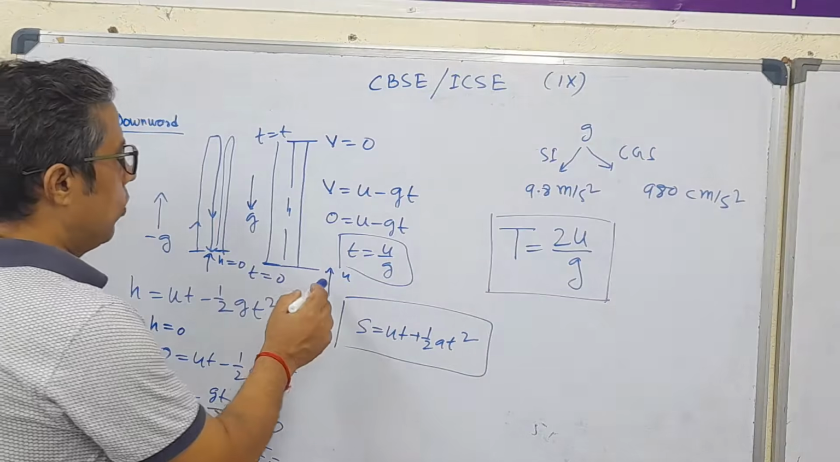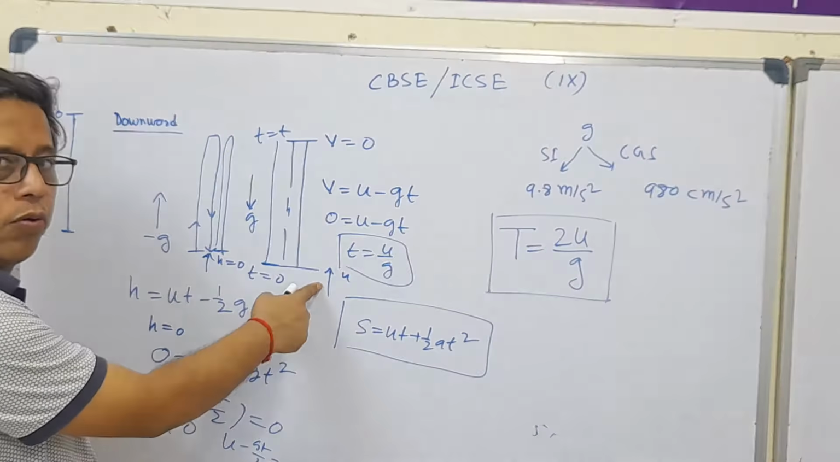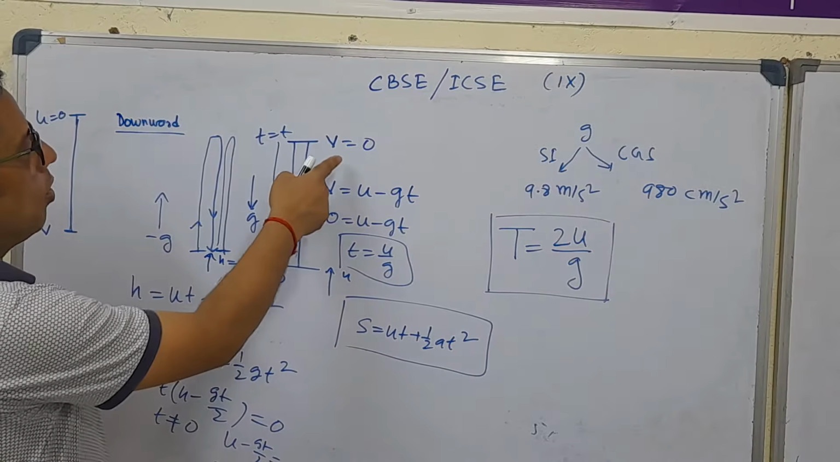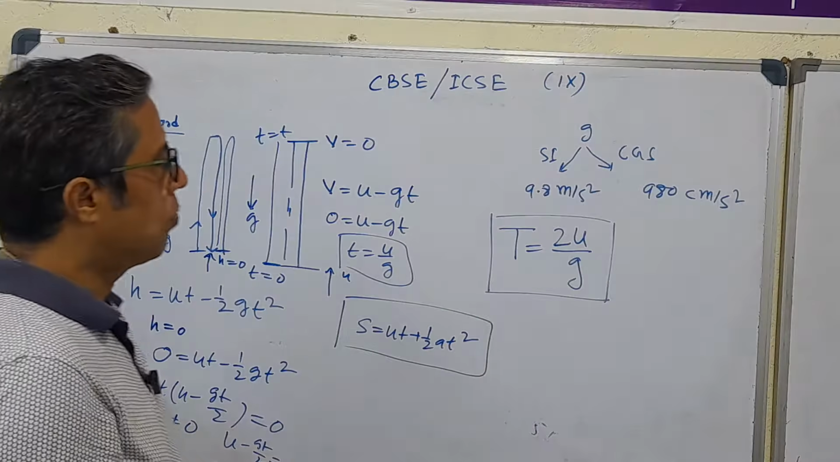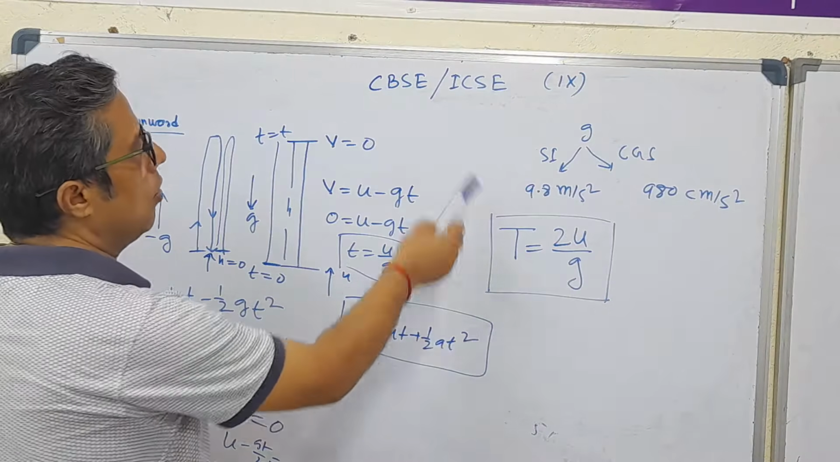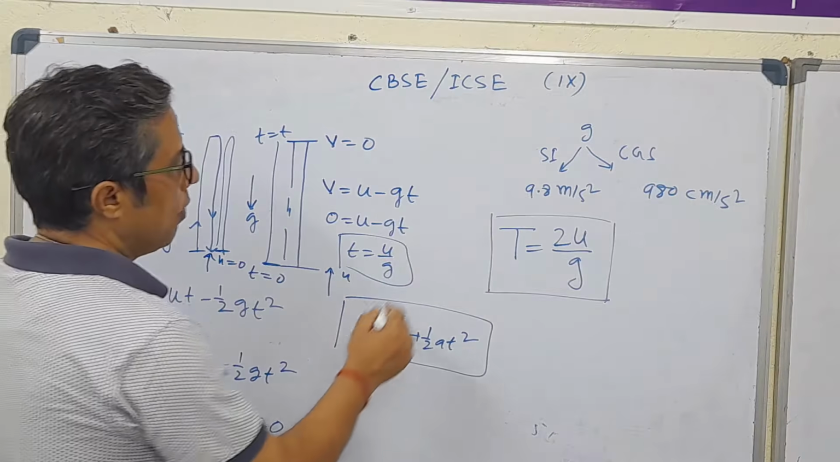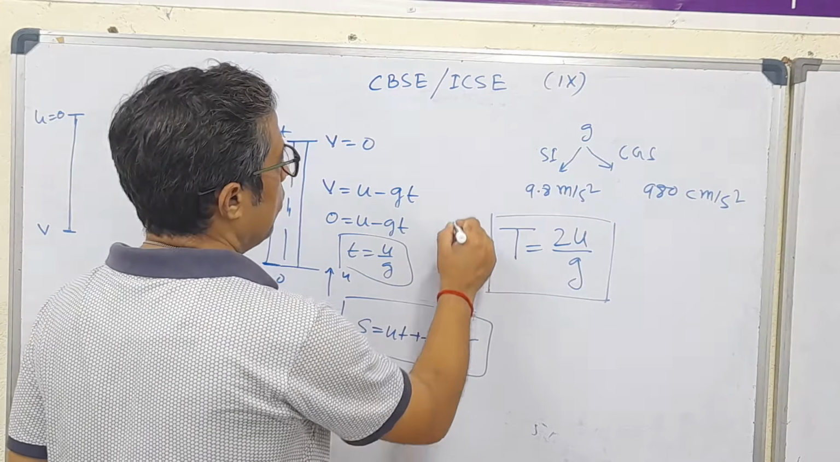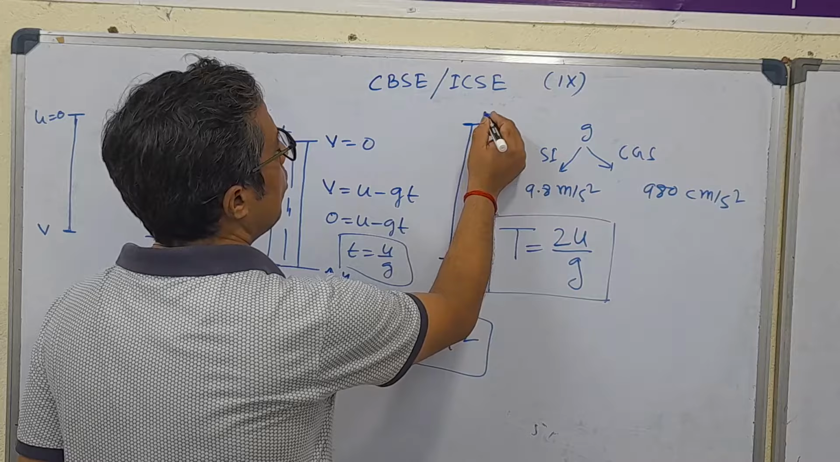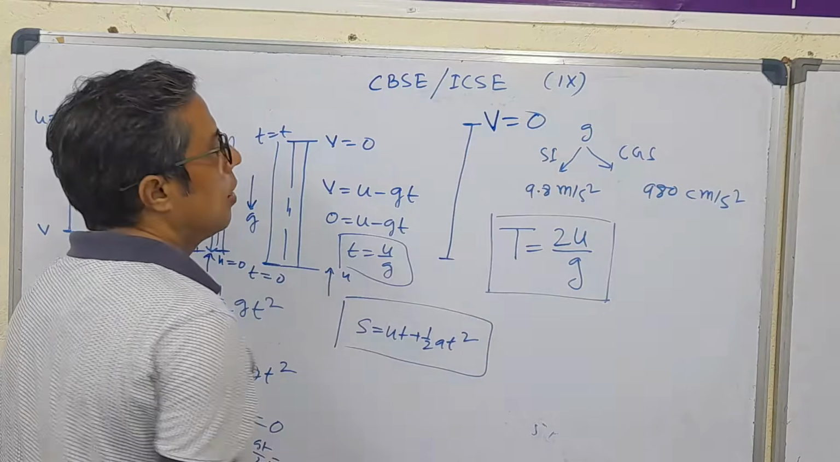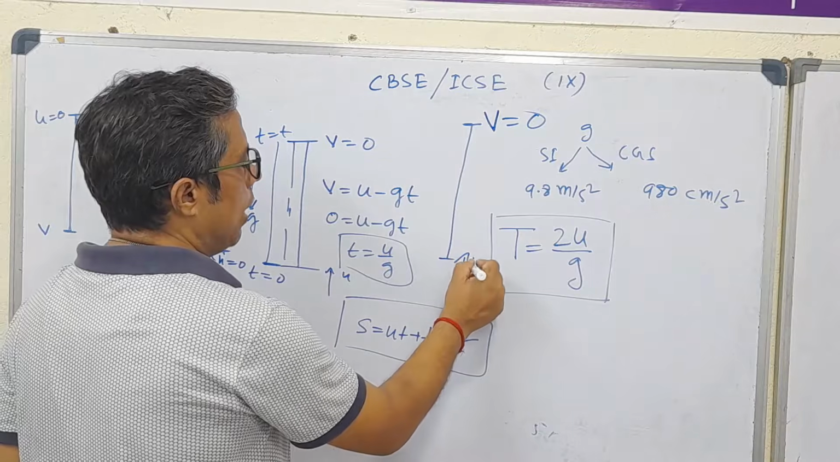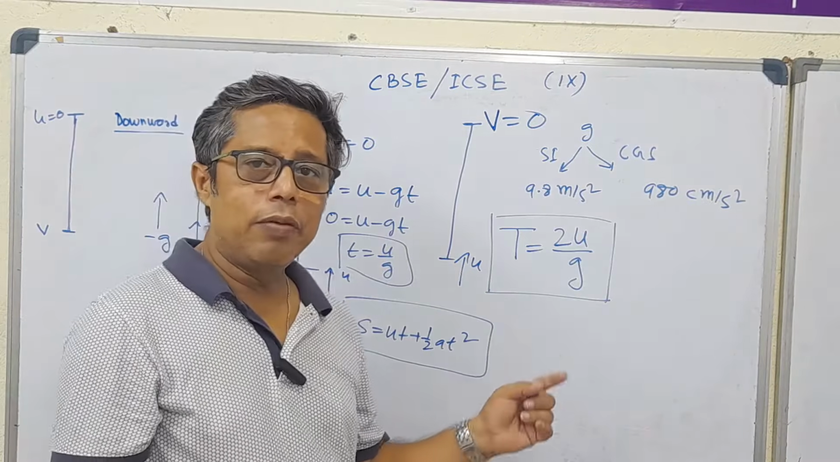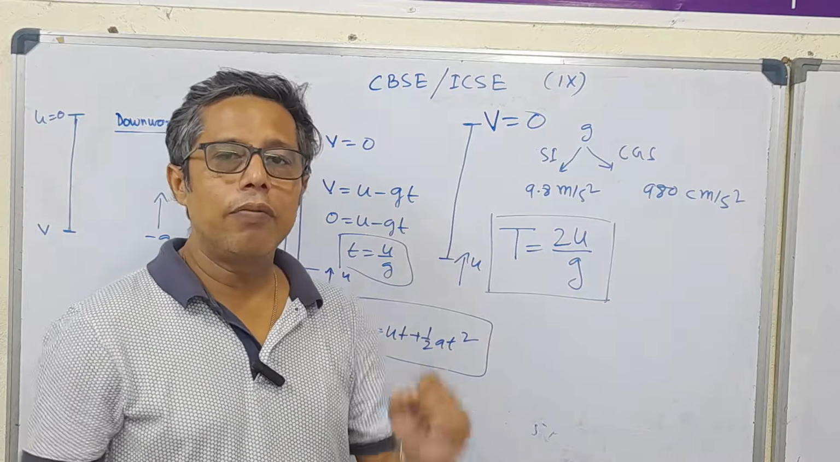Let's say we are throwing a ball with velocity u from this position, and the ball is going up. You know that whenever we throw a ball, it will stop somewhere. If I throw a ball from here, it will stop at some maximum height. At maximum height, the velocity will be 0, and the initial velocity is u. Initial velocity means the starting point velocity.